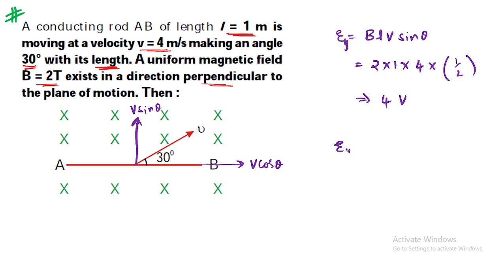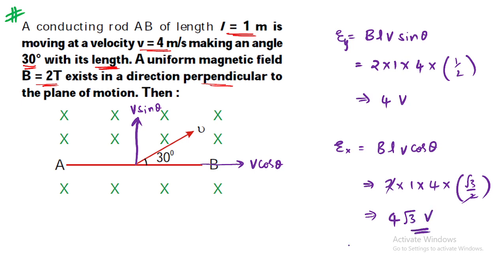Then E along the x direction, is it also possible or not? It is perpendicular only still. Yes or no? So B L V. So then what is the answer now? 2 into 1 into 4 into cos 30 will be how much here? Root 3 by 2. Got it? So total answer, tell me. 4 root 3. Yes or no? 4 root 3 volt.